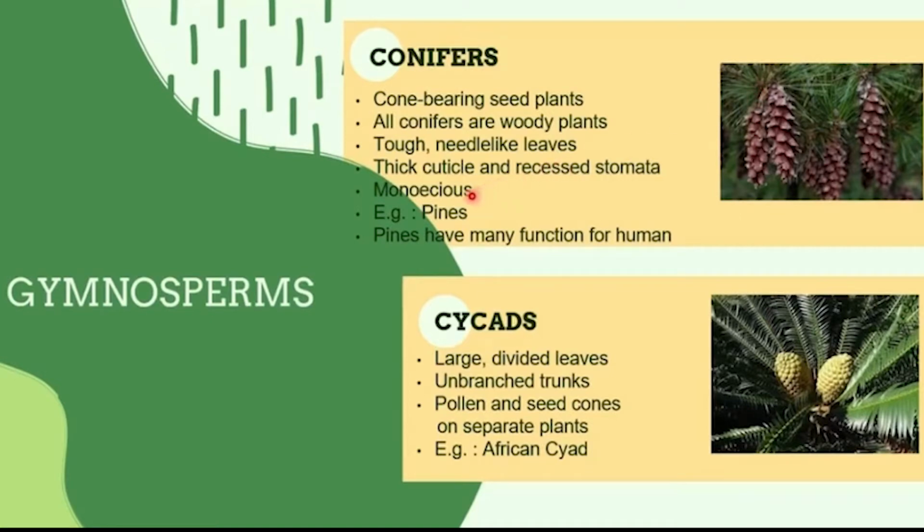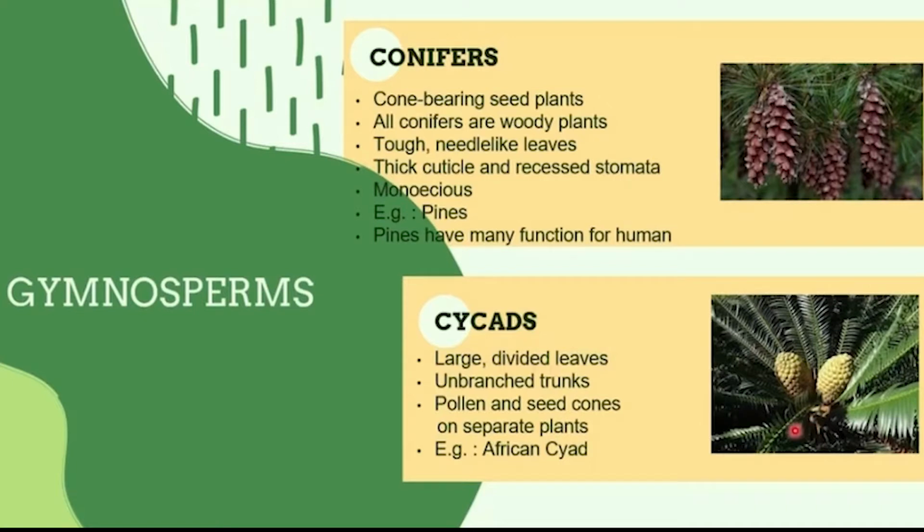Conifers are monoecious, which means a single conifer plant can have both male and female reproductive structures. One example of conifers is pine, and it has many functions in our daily life. The second type of gymnosperm is cycads. As you can see, cycads have large, divided leaves with an unbranched trunk.